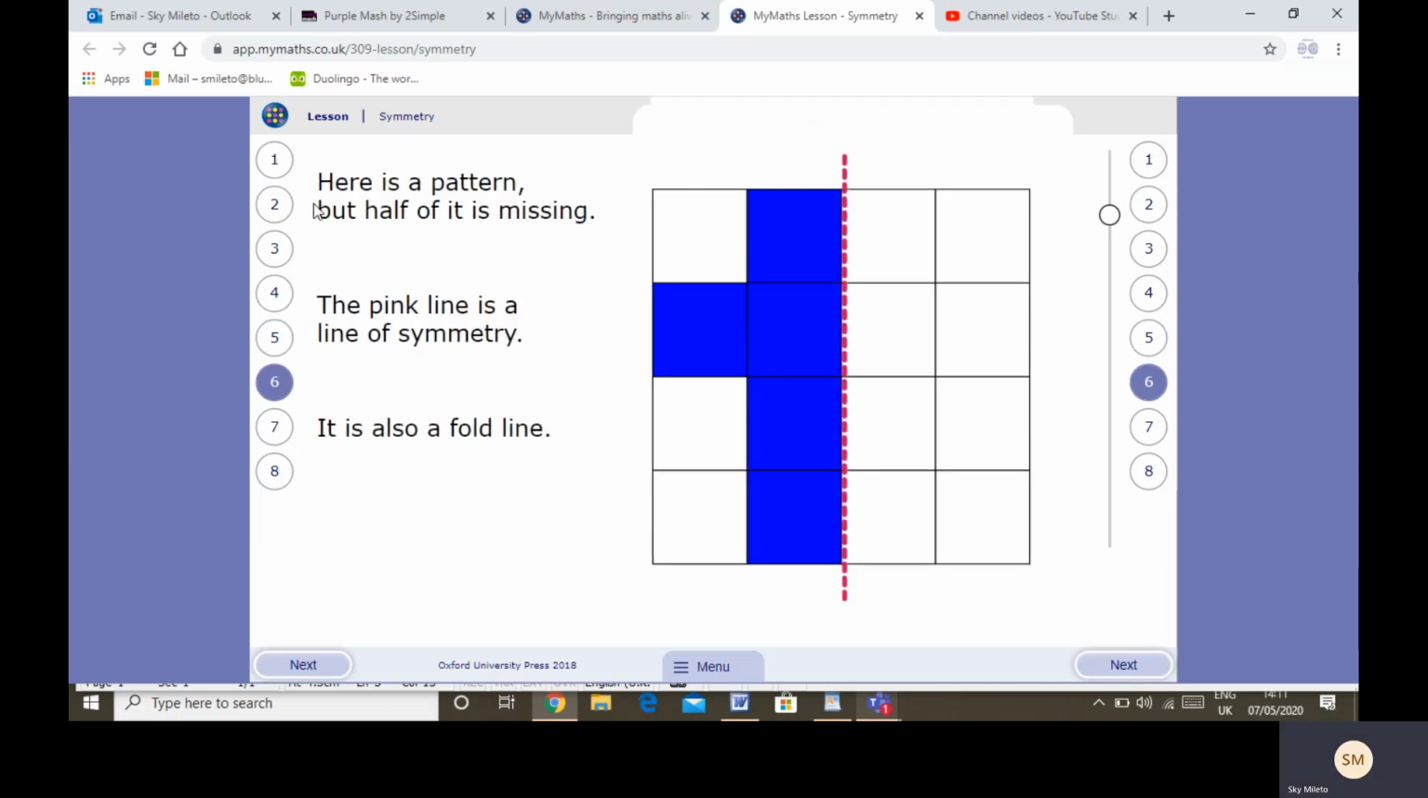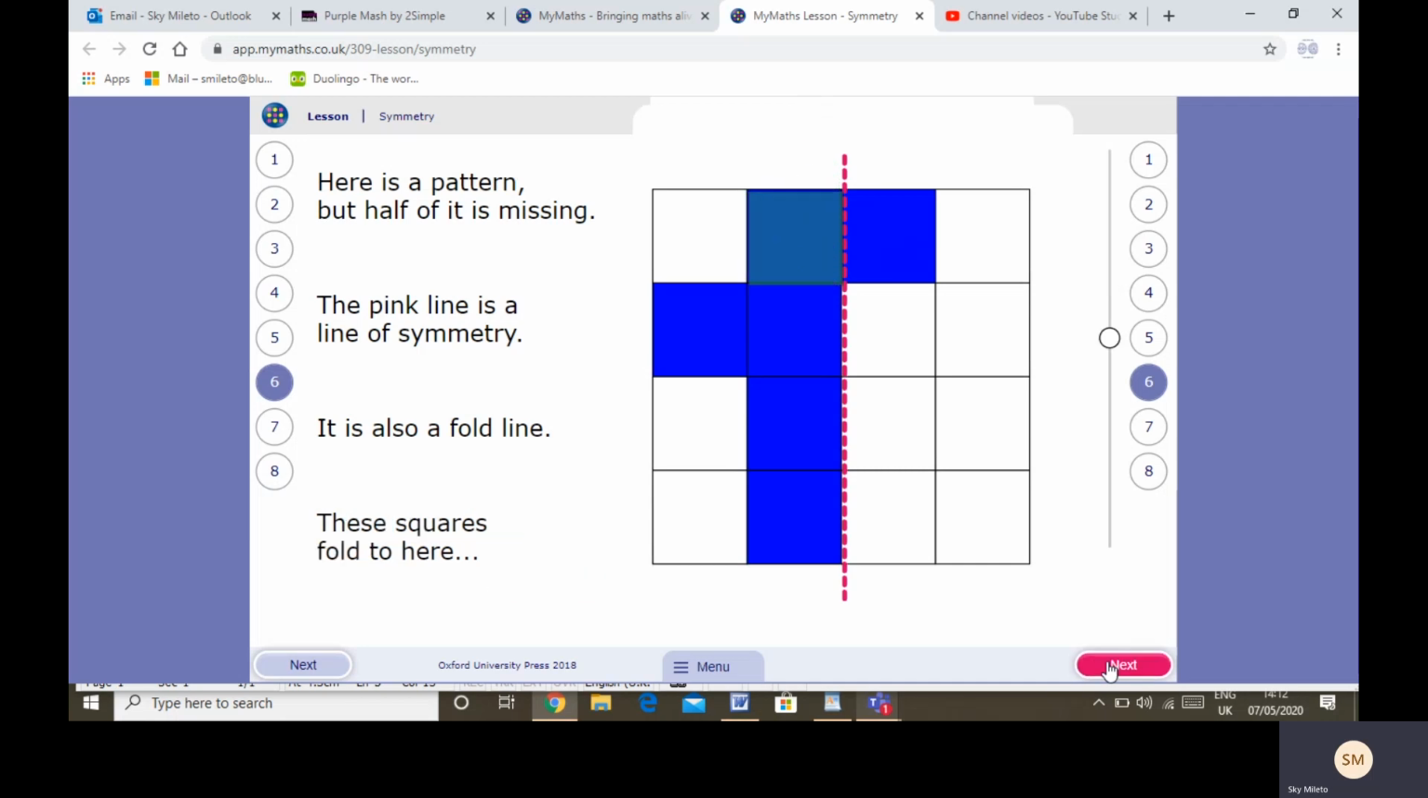So here is a pattern, but half of it is missing. Okay, the pink line is the line of symmetry. Okay, you could call it the fold line. If you folded a piece of paper in half, both sides would be exactly the same. So it could be the fold line, or it could be the line of symmetry. Now the program is going to show you the other side of the shape. We know it has to look exactly the same because that line is the line of symmetry.